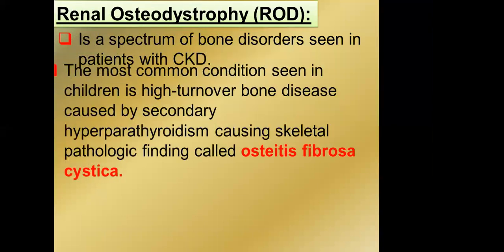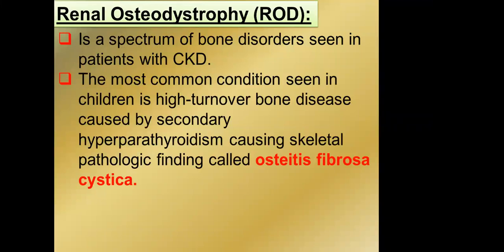The most common condition seen in children is high turnover bone disease caused by secondary hyperparathyroidism, causing a skeletal pathological finding called osteitis fibrosa cystica. High turnover means that there is resorption of the bone due to the hyperactivity of the bone caused by secondary hyperparathyroidism. Increased parathyroid hormone causes resorption of the bone to release calcium into the circulation to replace the hypocalcemia. That's what is meant by high turnover.